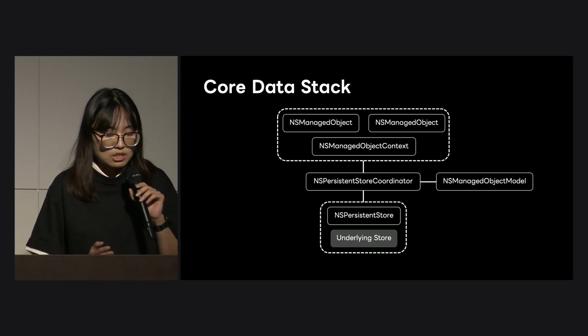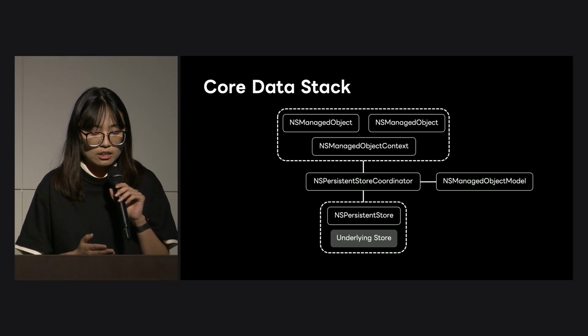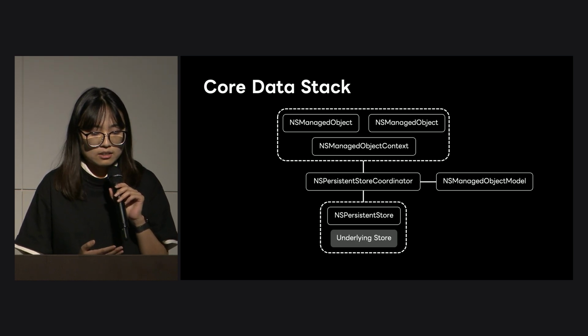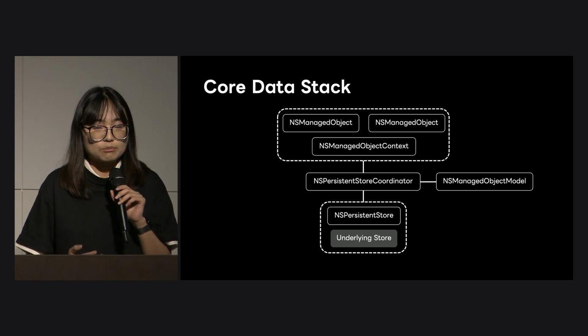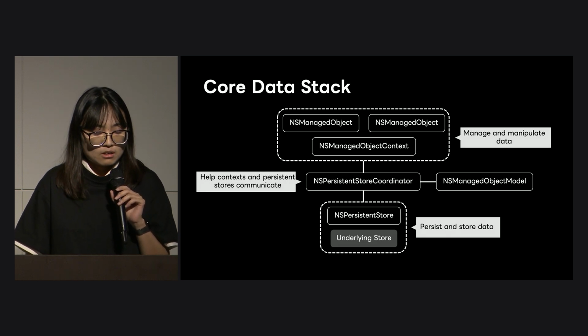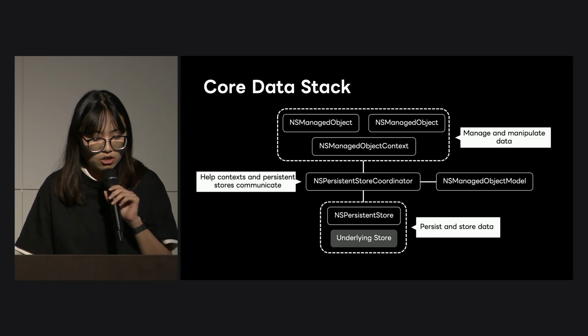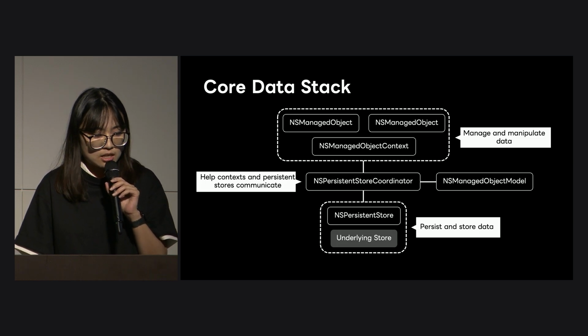For example, one of the most important concepts in core data is the core data stack. Here's an example of a typical stack. This is the most basic and minimal setup. From this diagram, you can see that the core data stack is organized into 3 main layers.